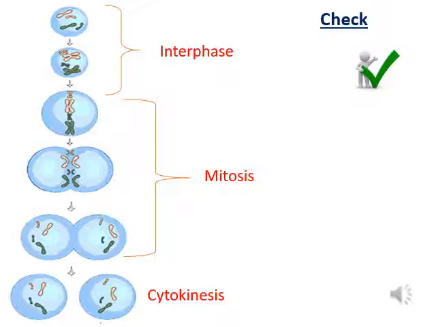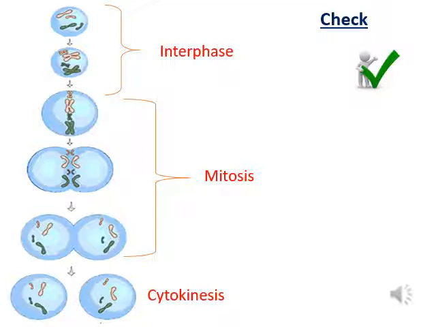I also asked you to label which stage was interphase, which stage was mitosis, and which stage was cytokinesis. So interphase, remember, is where the cell spends most of its time, when all the chromosomes and all the organelles are doubling, are being copied. So the first 2 cells are showing interphase happening because the chromosomes, the DNA, is doubling.